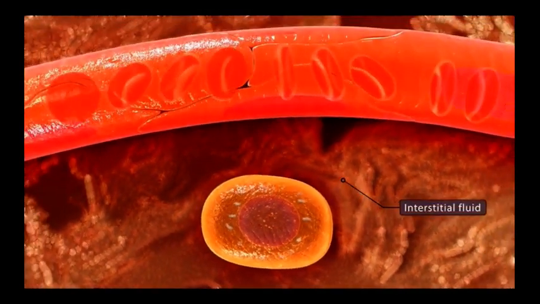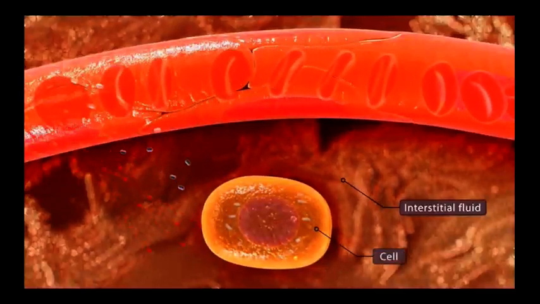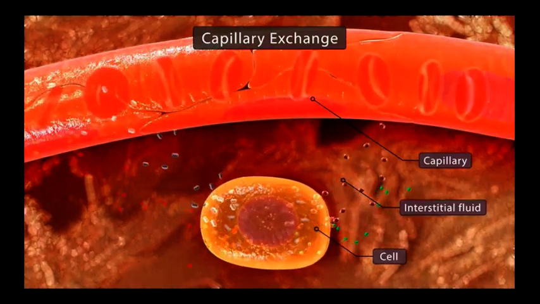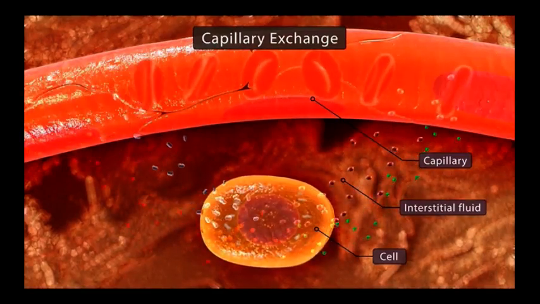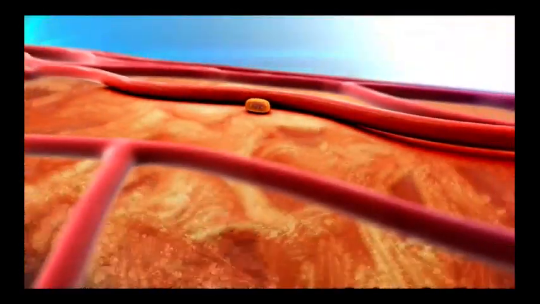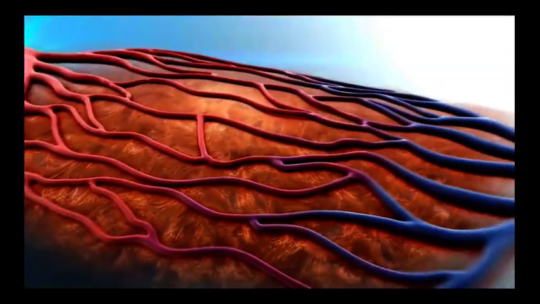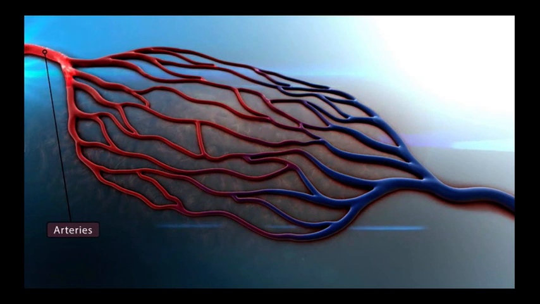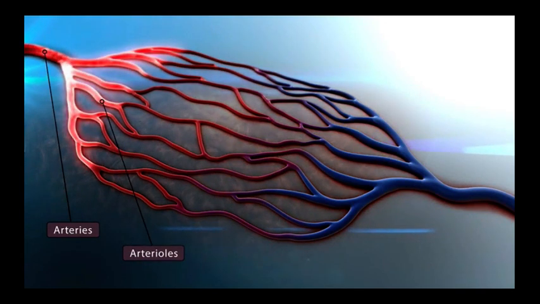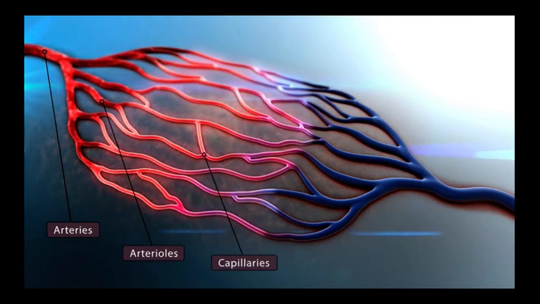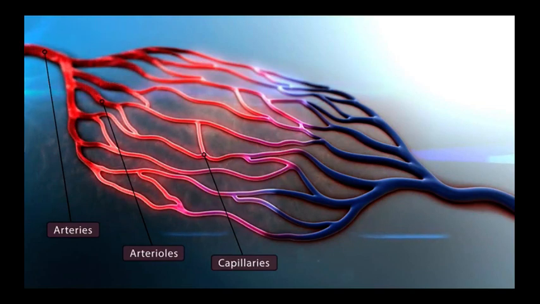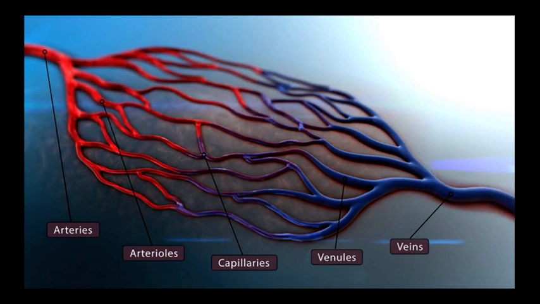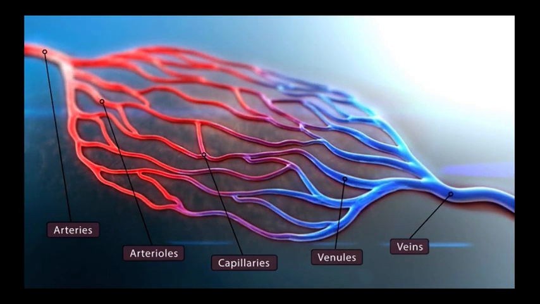The transfer of substances between the interstitial fluids surrounding each cell and the blood flowing past the cells in the capillaries is referred to as capillary exchange. Nutrient and oxygen-rich blood reaches cells by passing through arteries, which branch into increasingly smaller vessels, eventually becoming arterioles that divide to become capillaries. The capillaries recombine into venules and then veins as they return low-nutrient blood, higher in carbon dioxide, to the heart.